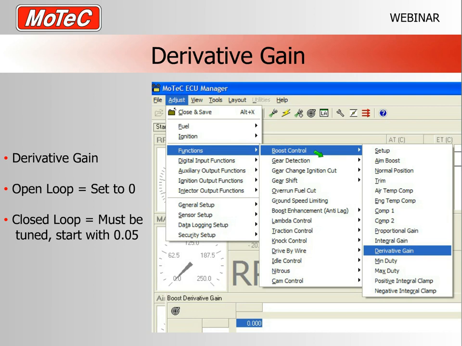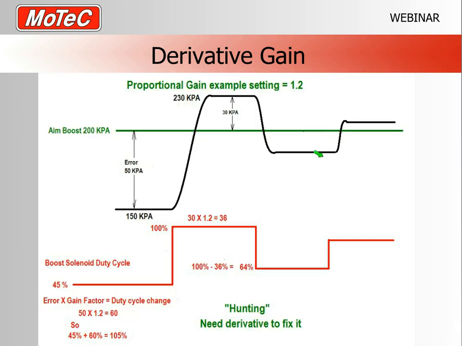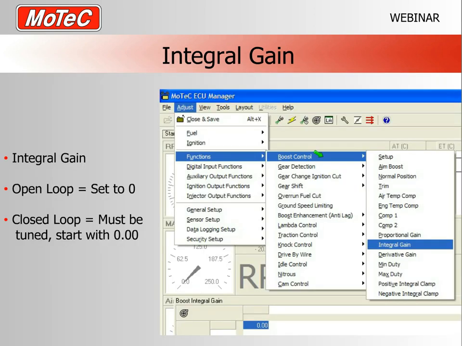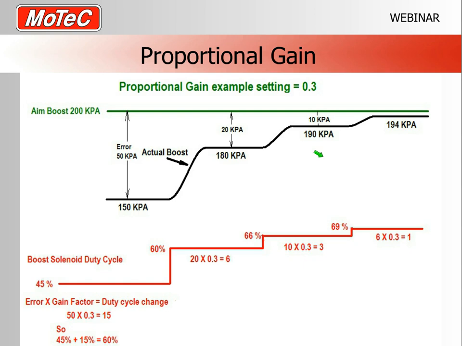Again, if you've watched Mark's PID Parameters Explained webinar, it will give you a nice overview of roughly what each term means using a different example other than boost control. It's good to get lots of different ways of understanding how it works. So, derivative gain. Okay, now, here we have a proportional gain example. Let's go back. Here's a proportional gain example with the setting being 0.3.